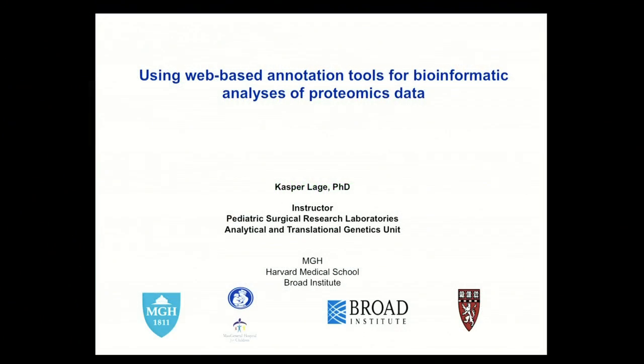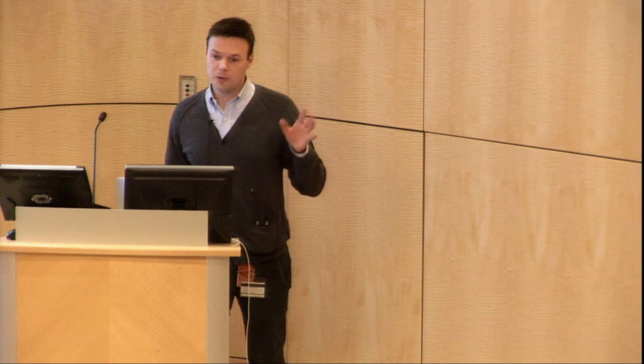I think we've heard quite a lot about how to make statistical inferences of proteins that are significantly changed due to some biological phenomenon in your proteomic experiment. And I think the question now is, once you have those lists of proteins, what do you do with them to try and understand the pathways that they affect?